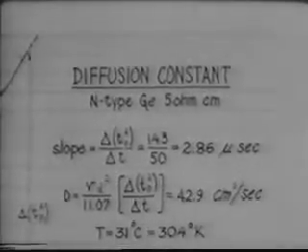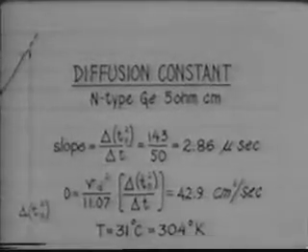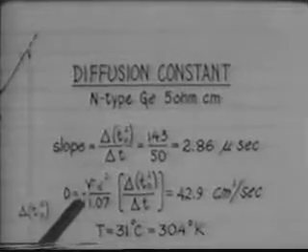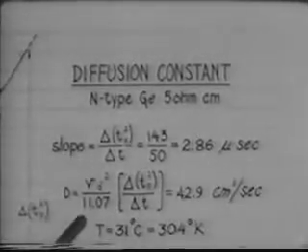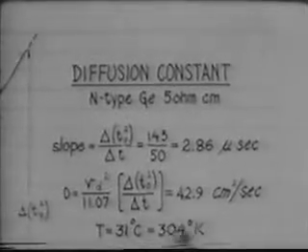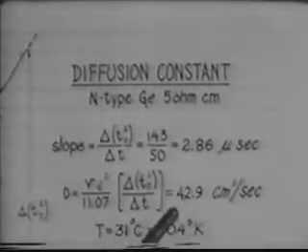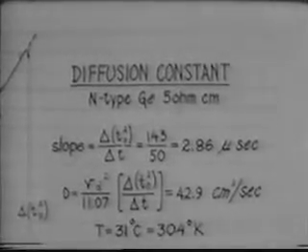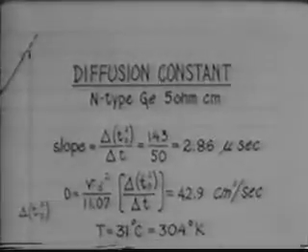Solving Bell's equation for the diffusion constant D, we get D is equal to the drift velocity, v sub d squared, divided by 1107, multiplied by the slope of the line. The result is a diffusion constant of 42.9 centimeters squared per second for minority carrier holes in our bar at 31 degrees centigrade.